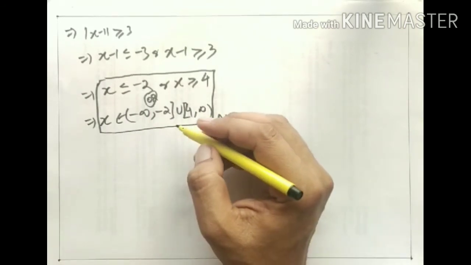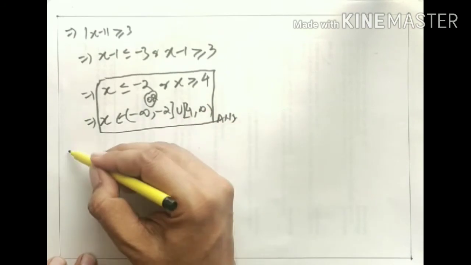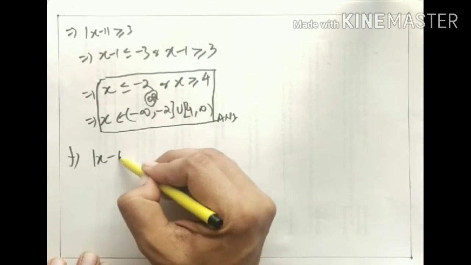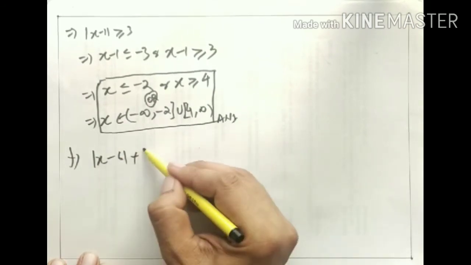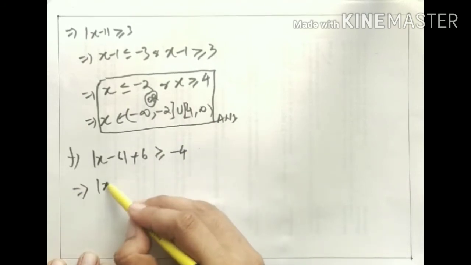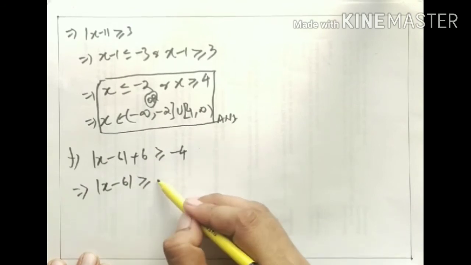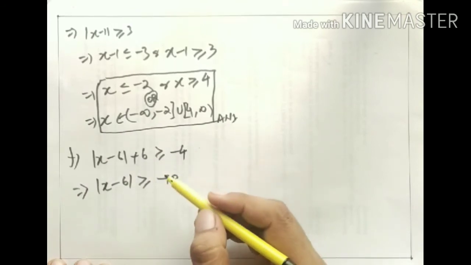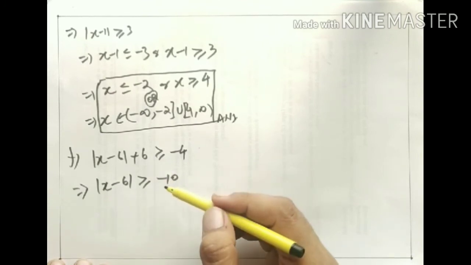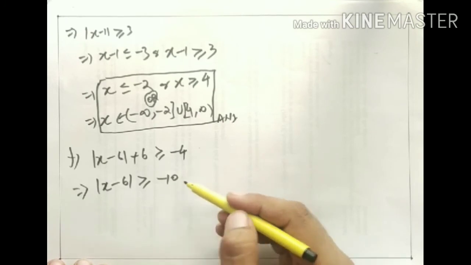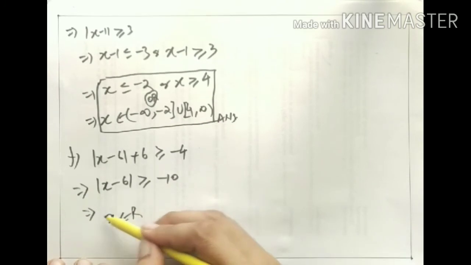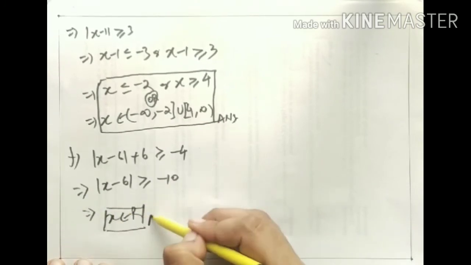Let's see the next part. The next part is the F part. It says mod of x minus 6 plus 6 is greater than or equal to -4. That means mod of x minus 6 is greater than or equal to -10. Now we know by the basic definition of modulus that the modulus of any real number is greater than or equal to 0. So a number which is already greater than or equal to 0 will definitely be greater than -10 also. So this is true for all real numbers. So x belongs to R will be the answer to this question.